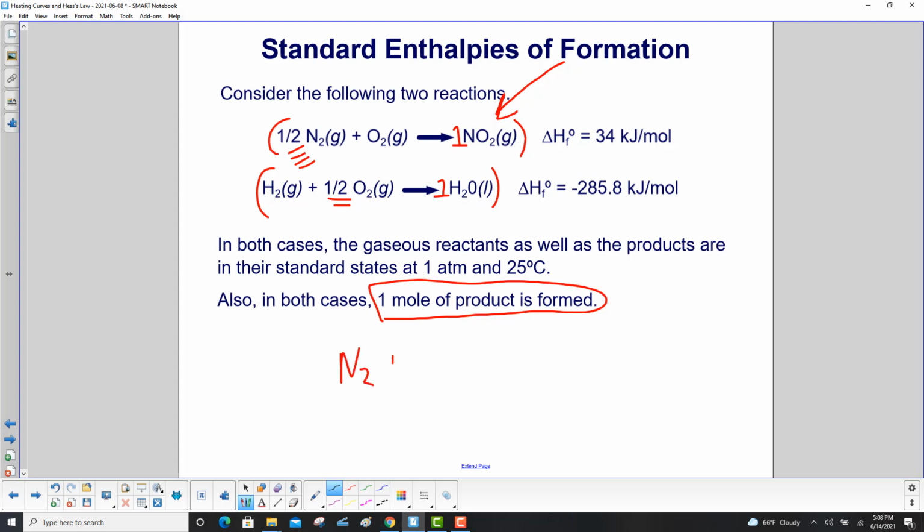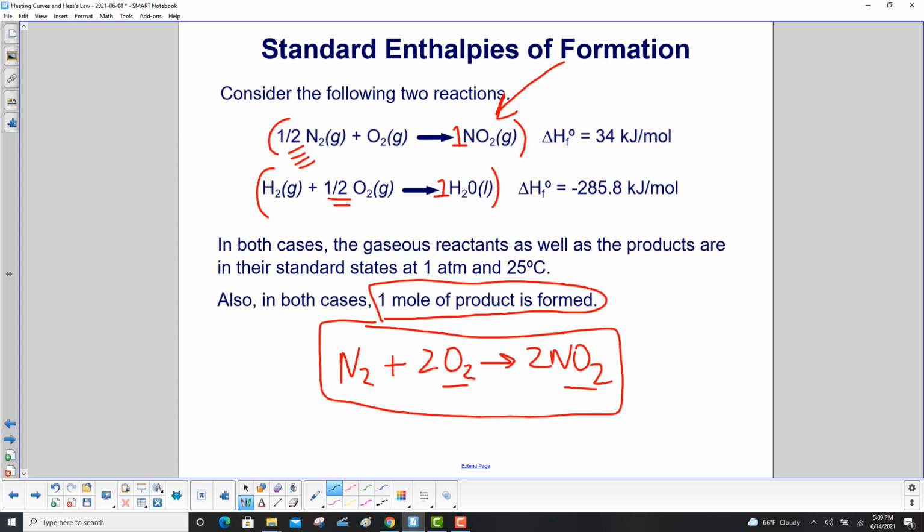Normally that would be written like this. And we have 2 O2, and that would yield 2 NO2. And does that balance? Yep, 4 oxygens, 2 nitrogens. That's how we normally write it. But using standard enthalpies of formation, we need 1 mole of product, so we have to cut this in half. And that's where you get the half. You cut the 2 in half and you get a 1.